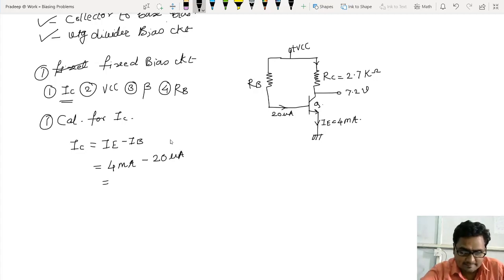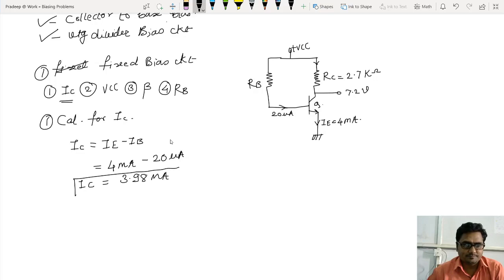So let me calculate it. If you have a calculator, do it with me. It is 3.98 milliamperes. So this is my first thing that I have solved. I have calculated the value of IC. I hope you are using this type of calculator. It is FX82MS, purely non-programmable.